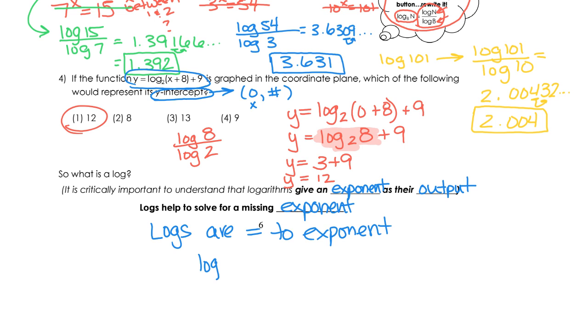When you have a log with a base b, an exponent, it's equal. Oh, I'm sorry, that was wrong. This is not an e. That is your number. Okay, and this is your exponent. It's equal to your exponent.